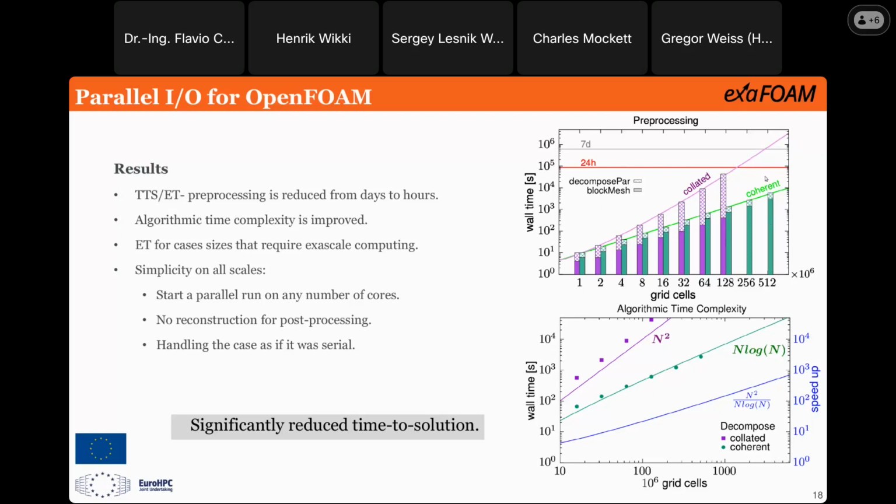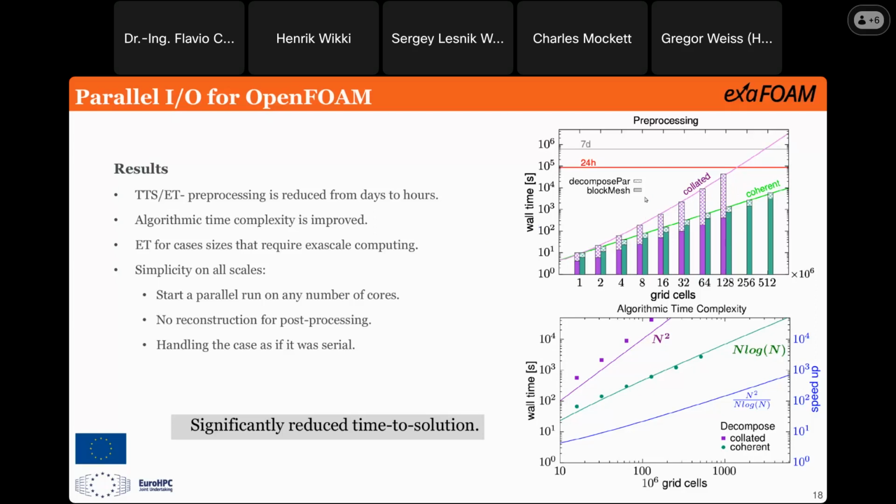So this is already the technology enabler. With the coherent format, I can do this within 45 minutes or something like that. Only the decomposition block mesh also takes some time. So here we already have the one order of magnitude and technology enabler. But why is this so? This is the algorithmic time complexity improvement.